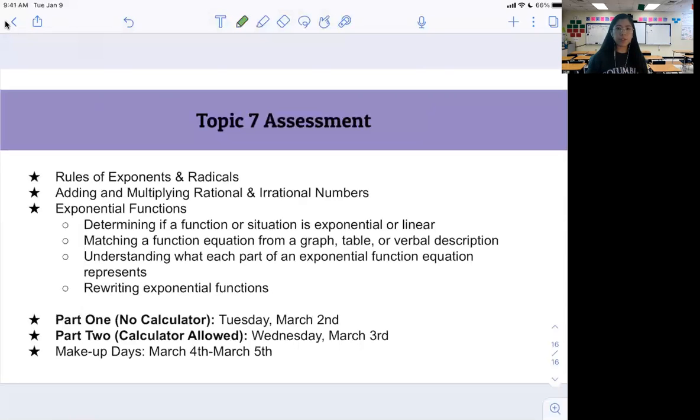I tried to get as much of the similar types of questions as the ones that are going to be on your test. Part 1 is tomorrow. That's no calculator. Part 2 is on Wednesday, calculator allowed. And remember, there is a calculator on the screen, so you don't need to have a physical calculator with you. Thursday and Friday will be makeup days. Also, each section of the test, I believe, has 12 to 15 questions. I don't remember how many specifically, but I'll tell you that tomorrow.